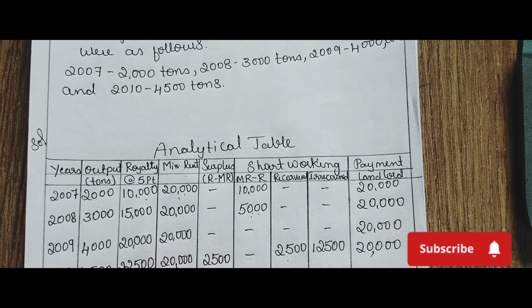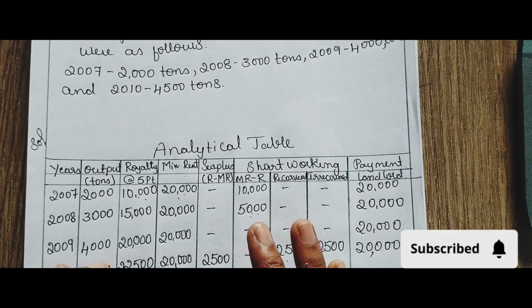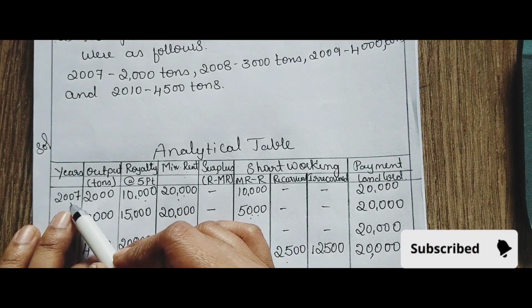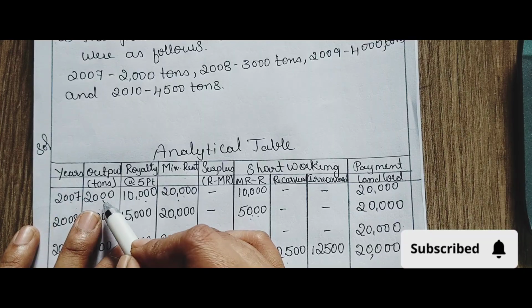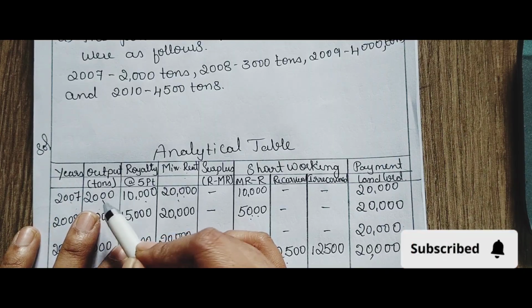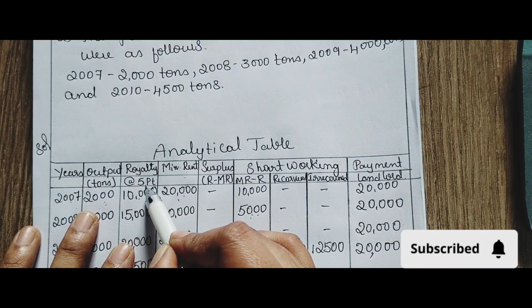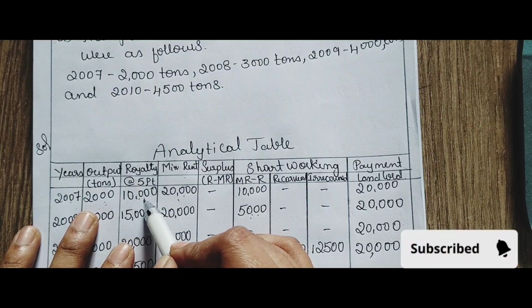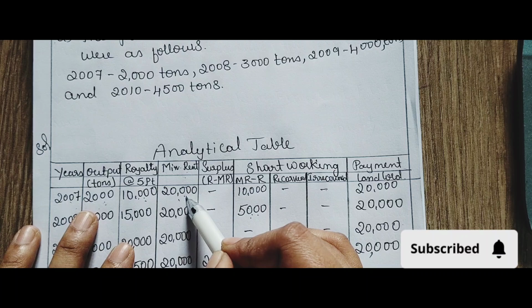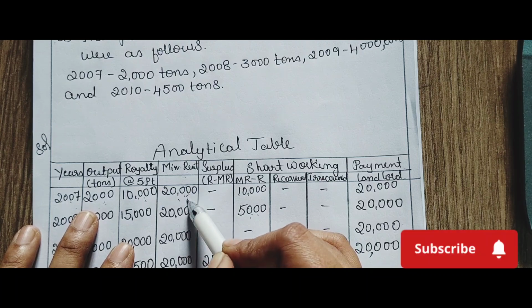Just you need to understand this. I'll repeat. First we are recording the year. Then we are taking the output and multiplying it by royalty per ton. Then we get the royalty. Minimum rent is given. There will be no change in minimum rent. It remains the same for all the years.